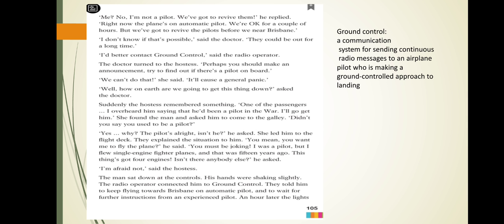Again, it was an alarming situation. Yes, that man flew 15 years ago, and that plane had a single engine. But this flight had 4 engines. That means this man was not having the confidence. He was a war pilot.